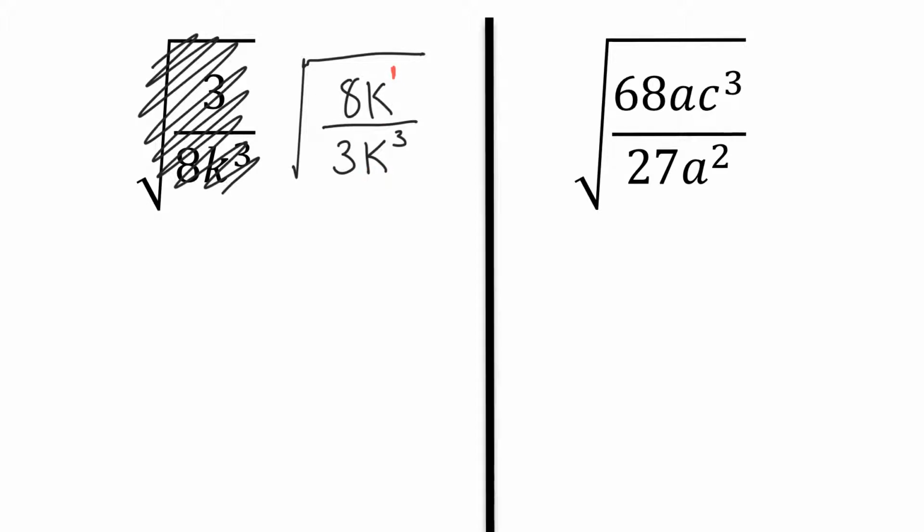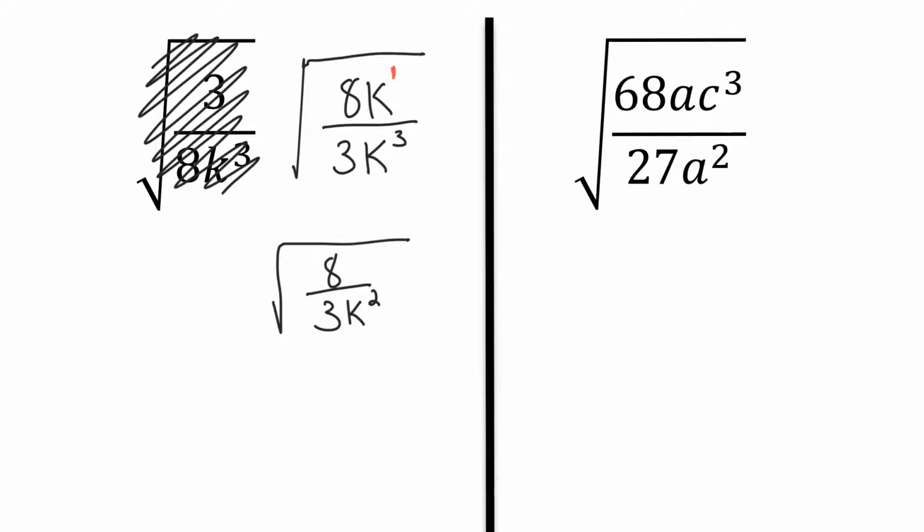So let's go ahead and rewrite this. I have the square root here. I have my fraction, 8 on the top, 3 on the bottom, and I have a k squared because I subtract 3 minus 1, which is 2. And once again, it's on the bottom because the highest exponent is on the bottom.